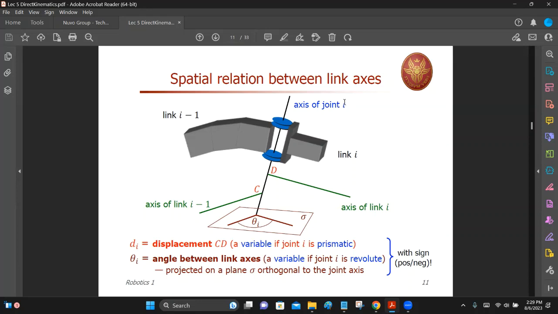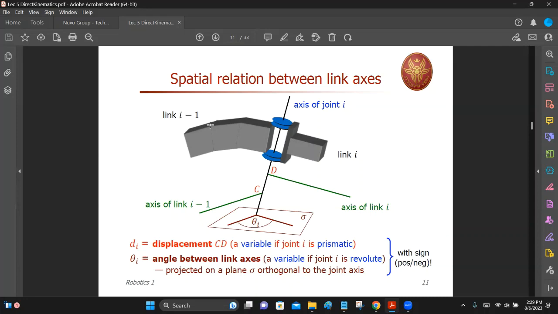Now say I is 1. This is the first joint. This is the first link. And before that, it's link 0. Link 0 means base. Okay, right.